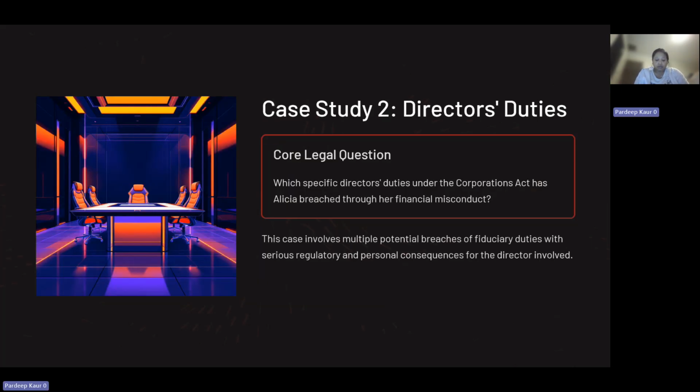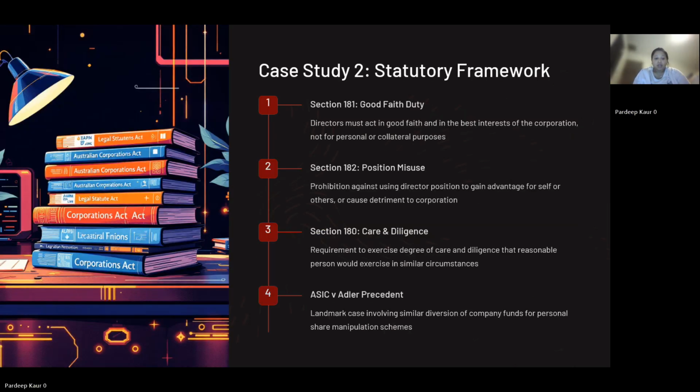Next, case study two. Turning now to Alicia, the key question is which specific director duties has Alicia breached? The Corporations Act outlines these duties clearly. Section 181, act in good faith for the company's benefit. Section 182, never misuse your position for personal gain. Section 180, exercise care and diligence.